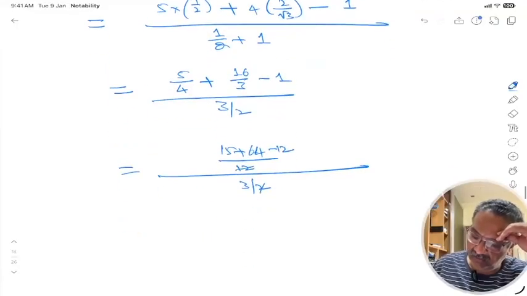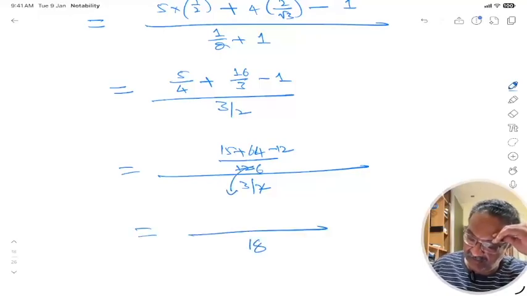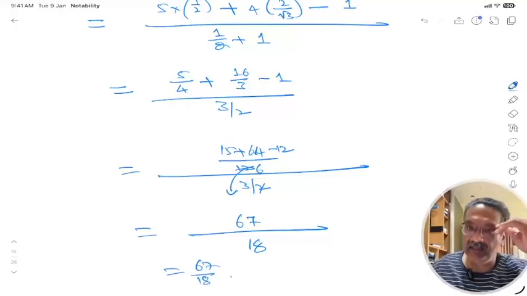15 minus 12 is 3, 64 plus 3 is 67. So we've got 67 by 18.